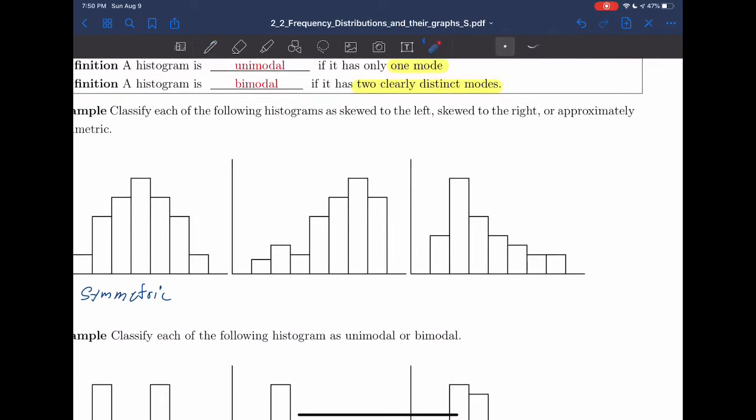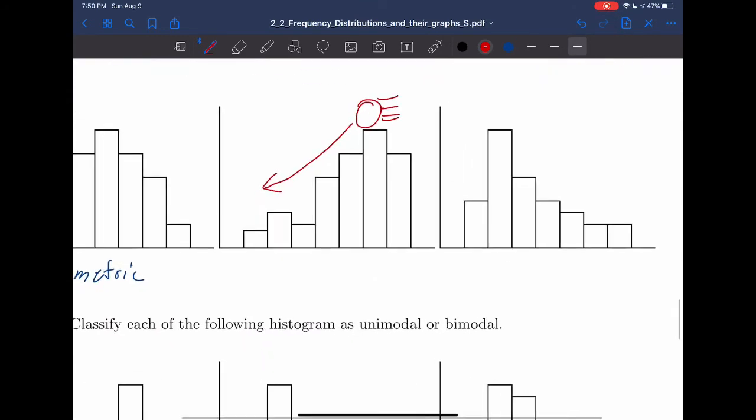Here, you see that one tail is longer, so you know this is skewed, but is it skewed to the left or skewed to the right? The way I like to think about it is say you have a ball at the very top of the hill, and if you push the ball a little bit, it's going down to the left. So this is skewed left.